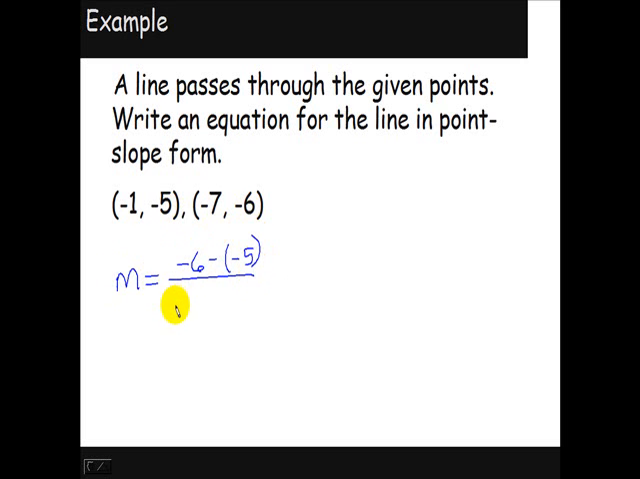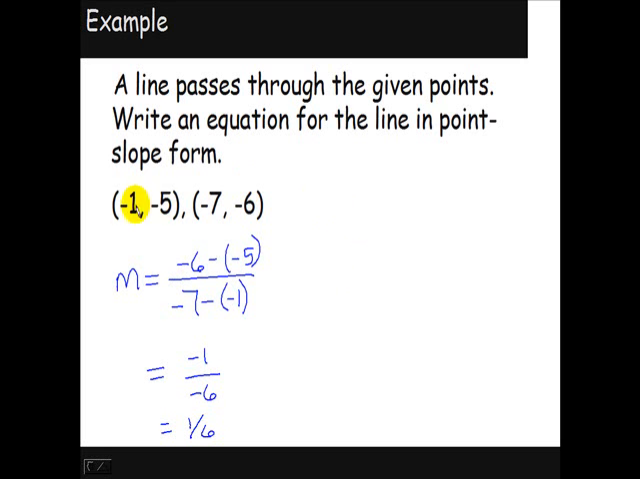That's all divided by second x, negative 7, minus first x, which is negative 1. Let's see, my numerator gives me negative 6 minus the negative 5, which is negative 1, and my denominator gives me negative 7 minus the negative 1, which is negative 6. That is 1/6. Negative divided by a negative is positive.